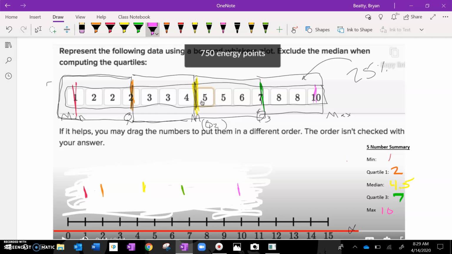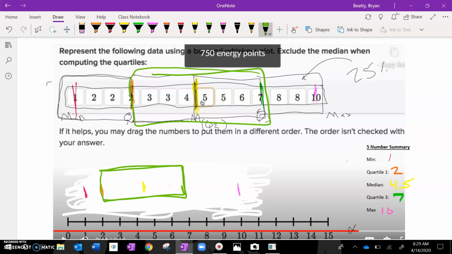And so now what we do, a box and whisker plot is basically putting a box around the 50% of the data. Well, where's the 50% of my data? It's right here. So we're putting a box from the 2 to the 7. So we put a box right here. And we see there's my box. My median is right here. And my whiskers go out to the min and the max. So they go out here.